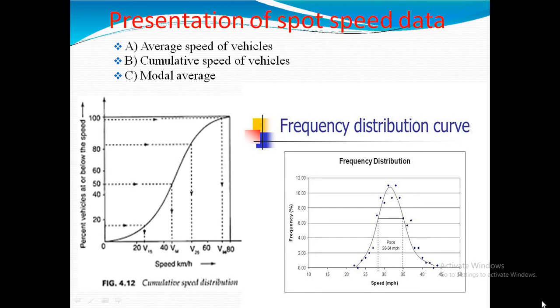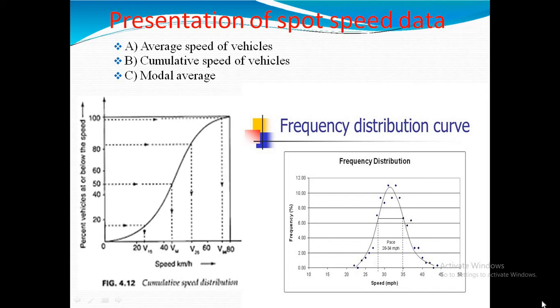So we have three categories here: average speed of the vehicles, cumulative speed of the vehicles, and modal averages, and we will discuss according to these parameters. So first one is the average speed of the vehicle. We will discuss a little bit.